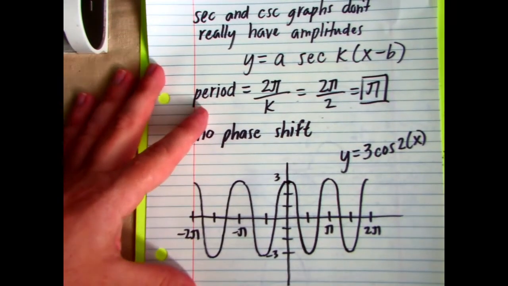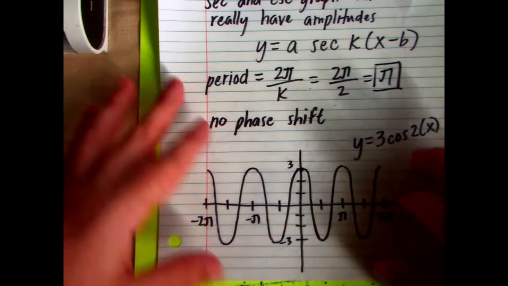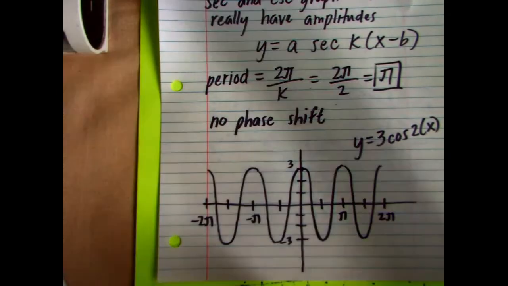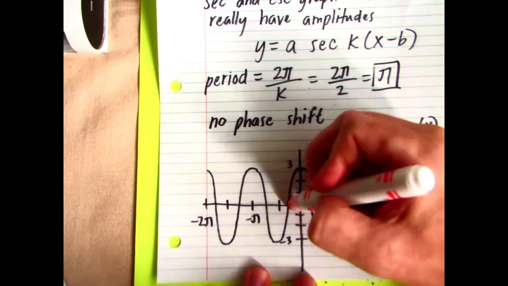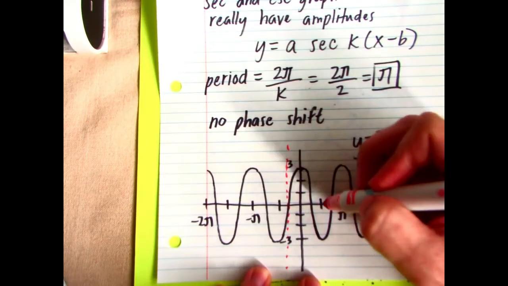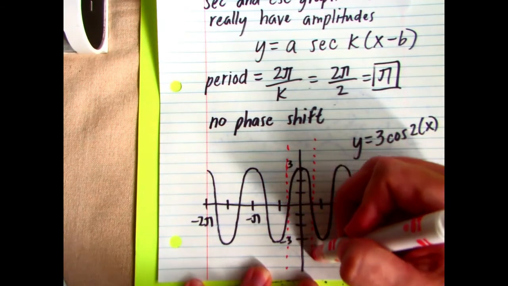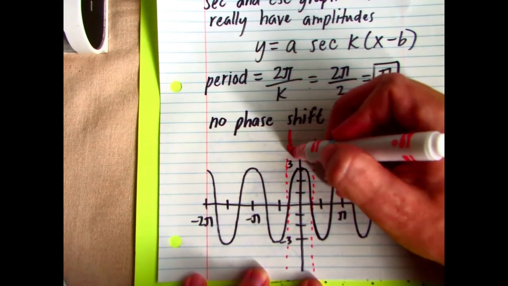All right, so this is what it would look like if it were 3 cosine 2x. So if I'm going to make it secant, I'm going to want to be aware of these asymptotes. The asymptotes occur when cosine is 0.